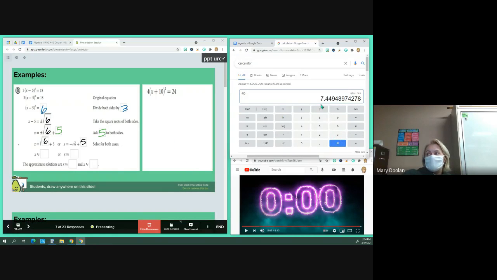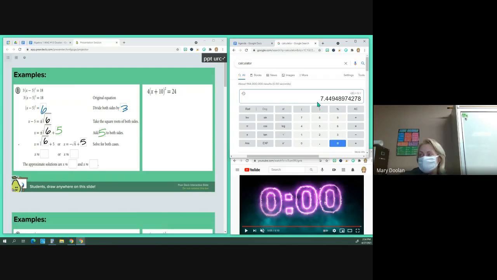So when you hit equals, we get something that looks like this. And if we round this answer to the nearest hundredth, 7 and 45 hundredths. So x is about 7 and 45 hundredths. Or x is about something else. So clear out your calculator.